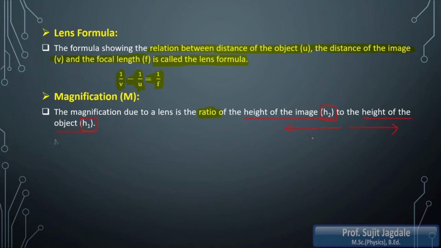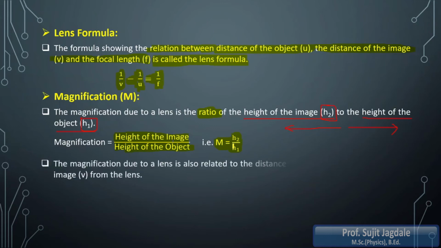So here the height of the image is going to be the numerator. Therefore I can write the formula for magnification as height of the image divided by height of the object. And with the symbols, M is equal to h2 upon h1, which is the required formula for magnification. Again, we have to consider the sign conventions also. If height is above the principal axis, it should be positive, and if height is below the principal axis, it is going to be negative.